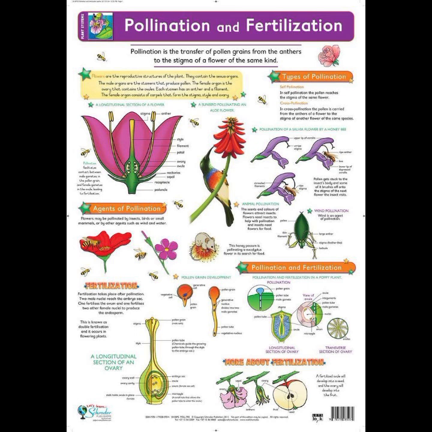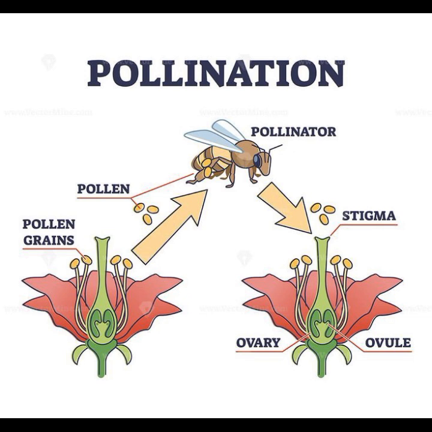Sexual in flowering plants includes the stamen, which is the male and contains the anther and the filament. 2. The carpel, which is the female. It contains the stigma, the style, and the ovary. What is pollination? This is the transfer of pollen from anther to stigma. The types of pollination include self-pollination and cross-pollination.